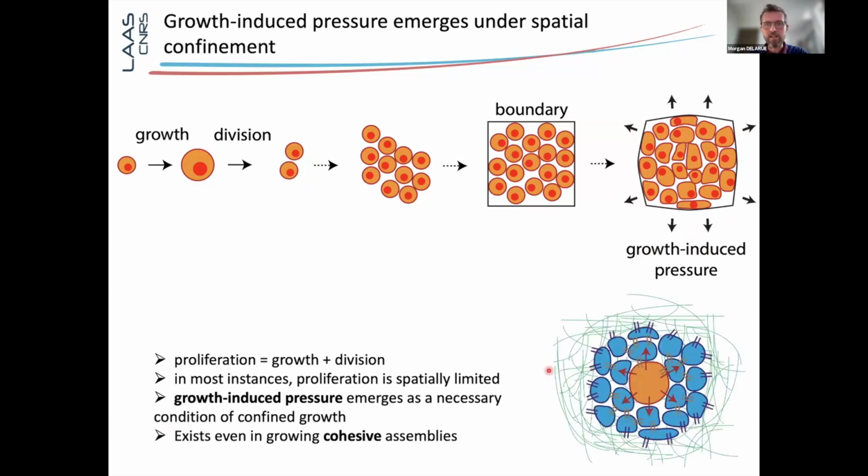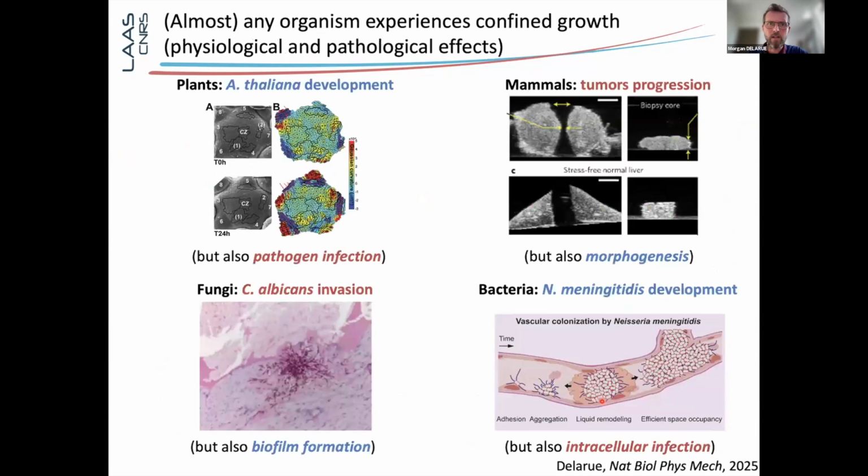So you can also find this sort of growth-induced pressure if you just think of a cohesive assembly of cells. If you look at the cell at the center, for instance, surrounded by other cells, it's bound to the other cells. So in order to grow, it will need to push against these adhesive properties such that growth-induced pressure will also emerge.